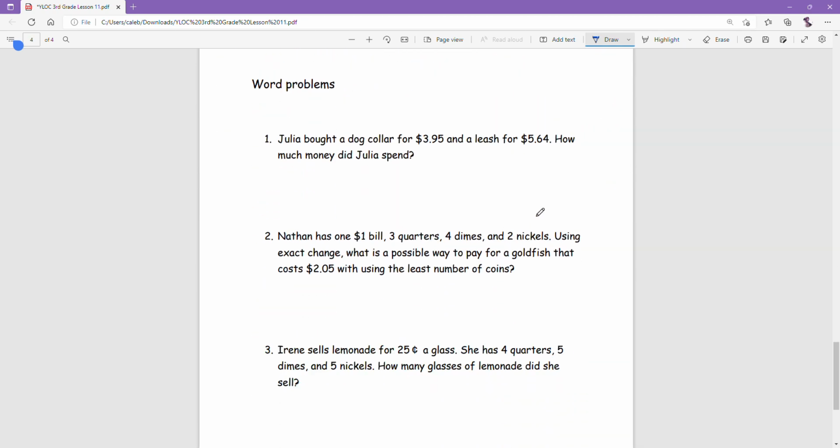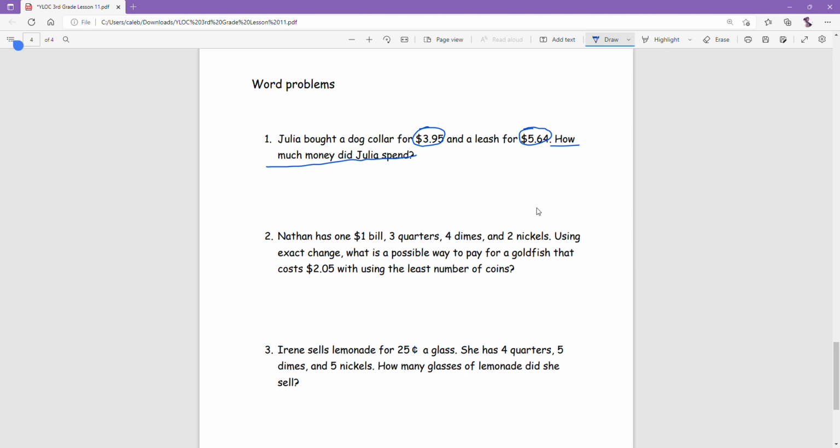Let's move on to the last page for word problems. So it says Julia bought a dog collar for $3.95 and a leash for $5.64. How much money did Julia spend? So this question is asking how much money did Julia spend? And we're going to circle what we know of the important information. So we know that she bought a dog collar for $3.95 and a leash for $5.64.